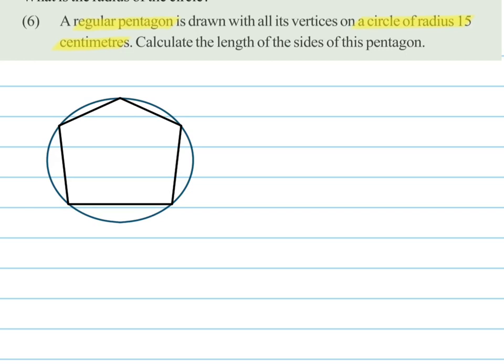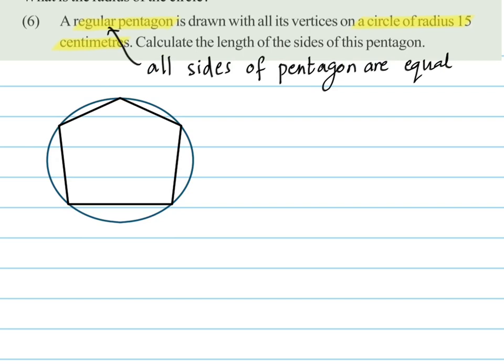So we have got a pentagon here. Pentagon means it should have 5 sides, and we have drawn a circle in which the pentagon fits. Now all the sides of the pentagon would be equal because it's a regular pentagon. Let's label the center and draw the radius. Now the radius is given to us as 15 centimeters, so we can label it.